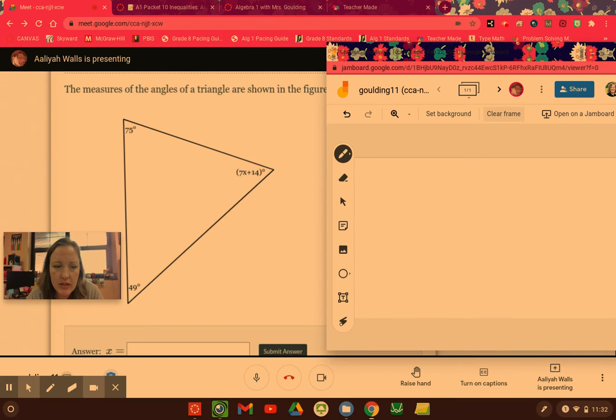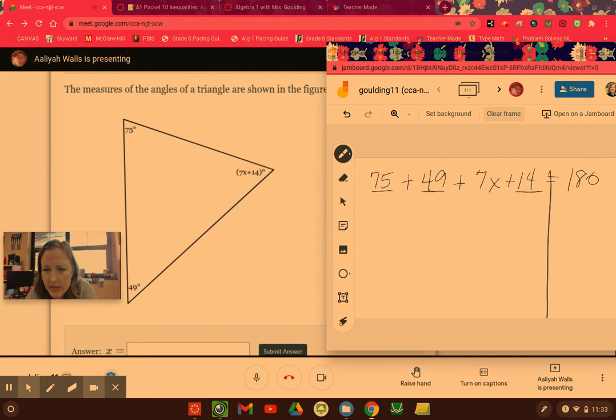But so what are you going to set up here? You would do 75 plus 49, plus 7x plus 14, equals 180. Nice. Now what? You can take 45 plus 49 plus 7. Not 7. Or 14. Yeah, let's add those all together.